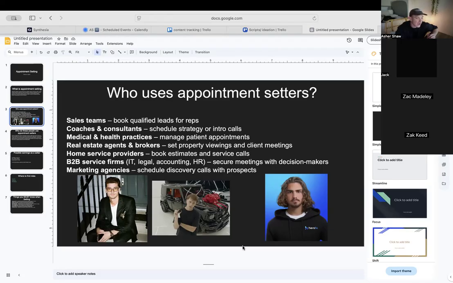I think they're all just one person. But all of these people would have multiple teams of appointment setters that you can actually work for.